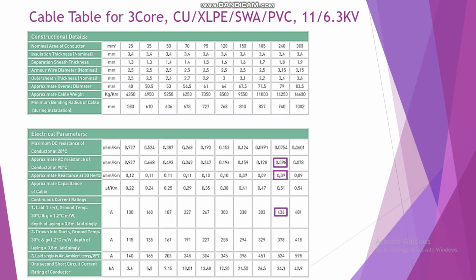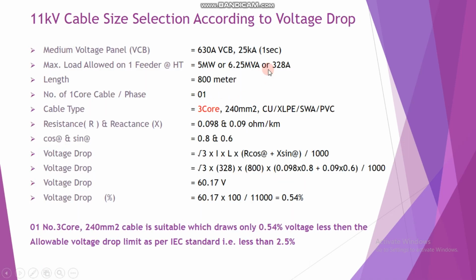The resistance value is 0.098 and the reactance value is 0.09 for this cable. We need to put these in for the voltage drop condition. If we put them into the same formula, we're getting around 60.17 volts voltage drop, and the percentage is 0.54, which is again way less as compared to the IEC standard, which is less than 2.5%. So that's not an issue again.